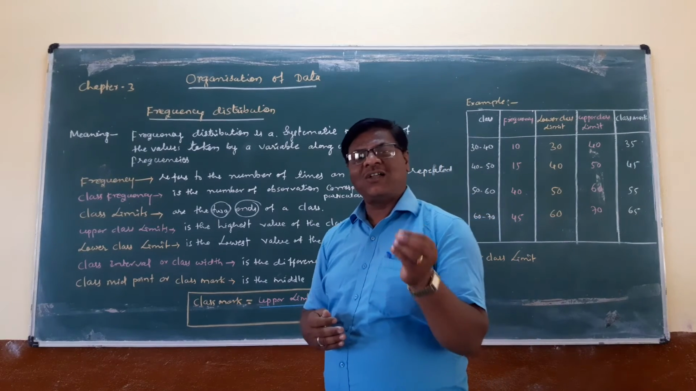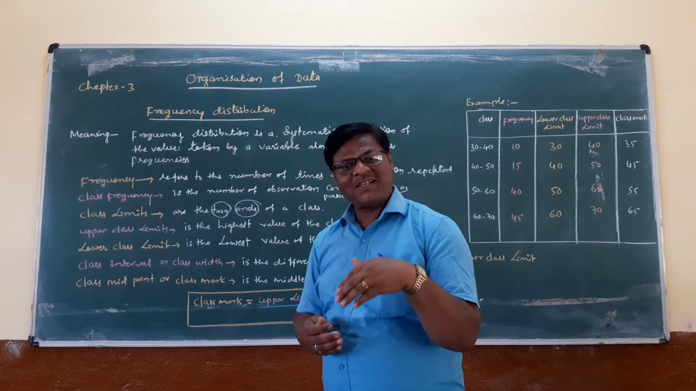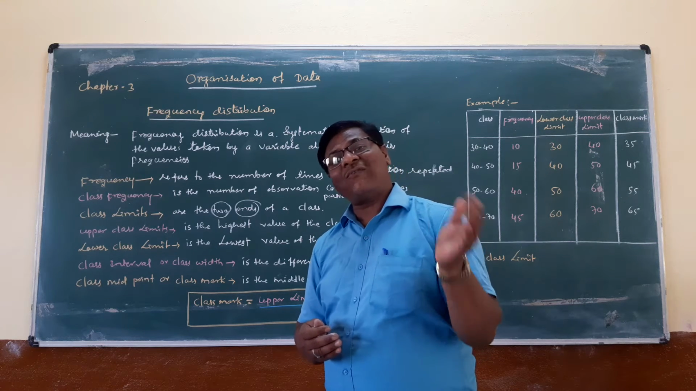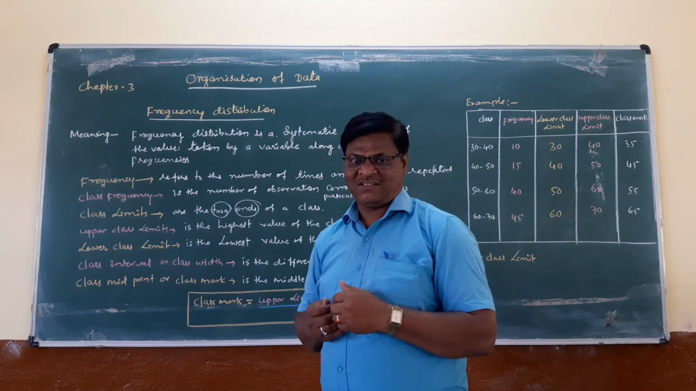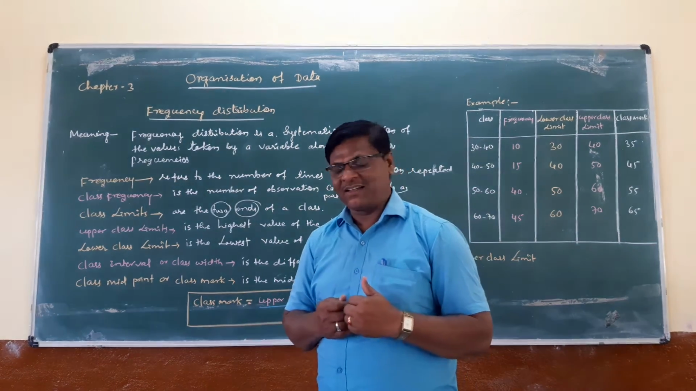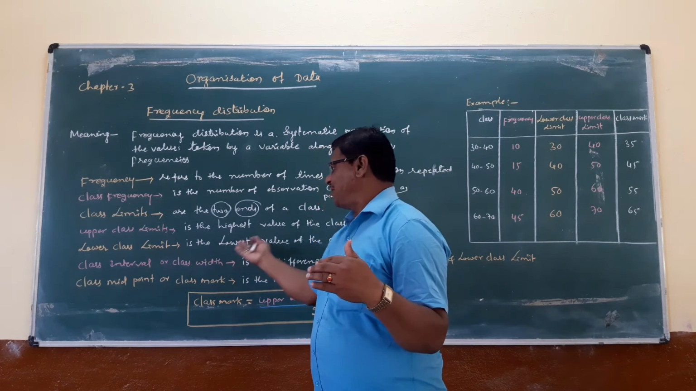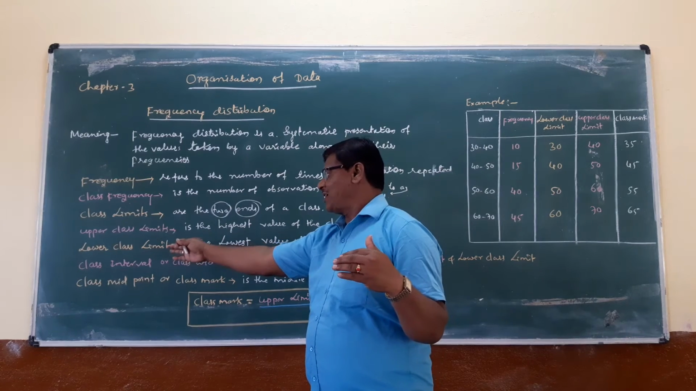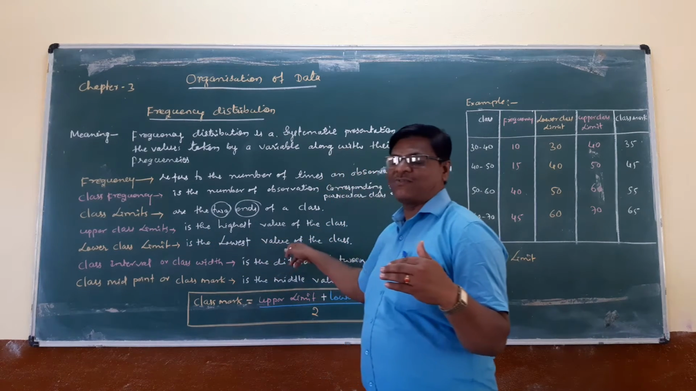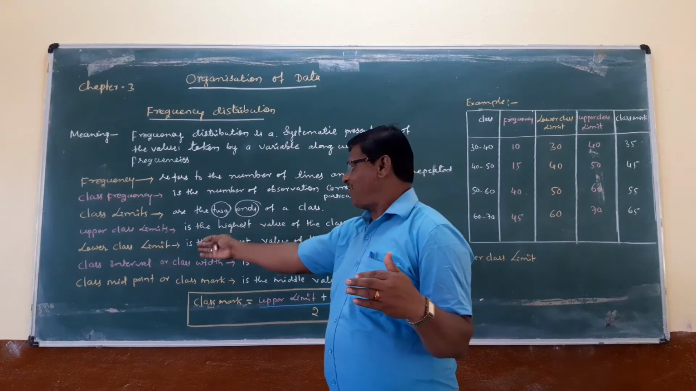And what is the lower class limit? The lower class limit is the lowest value of the class. It is called the lower class limit. Once again, the lower class limit is the lowest value of the class.